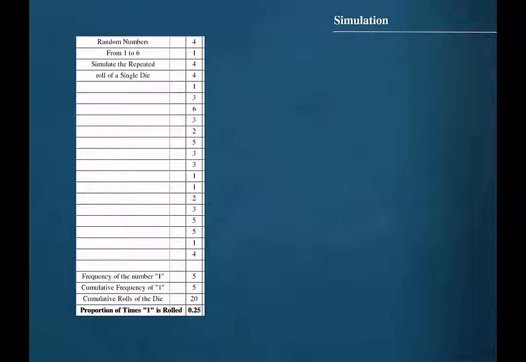We can see that in the first 20 simulated rolls of the die, the number 1 appeared 5 times. So the proportion of times that a 1 was rolled is 0.25. We know the probability of rolling a 1 is 1/6. 0.25 can also be expressed as 1/4. So there is a discrepancy between this simulated probability of rolling a 1 and the theoretical probability of rolling a 1.